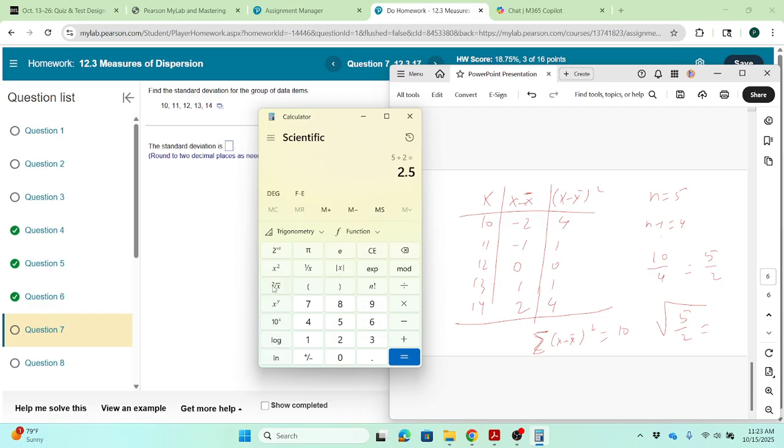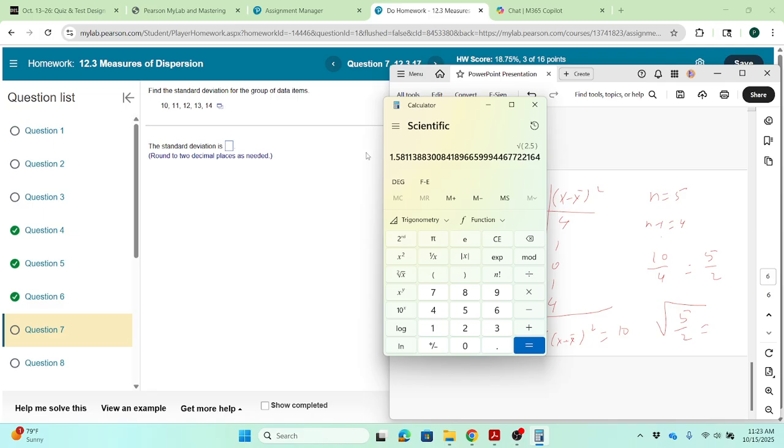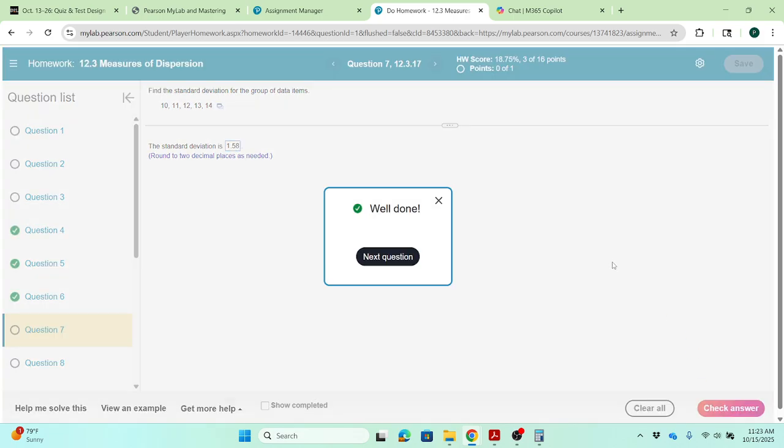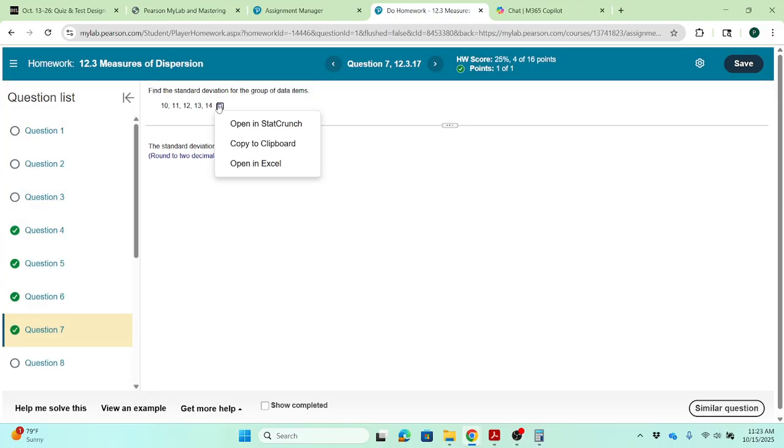Take the square root of that by using this function, which is 1.58. To 2 decimal places, it's 1.58. That is your standard deviation. So that's the average deviation of this data set from the mean. But you can also do this problem using StatCrunch.